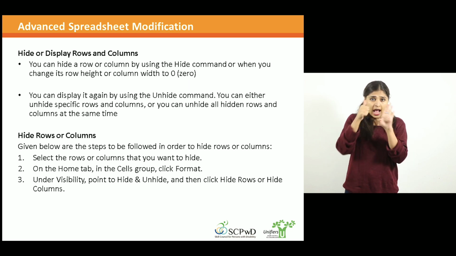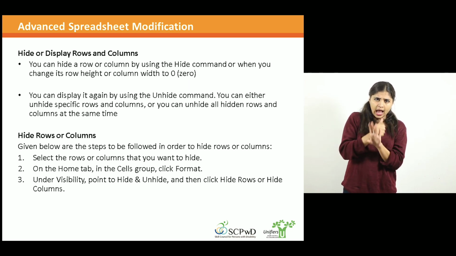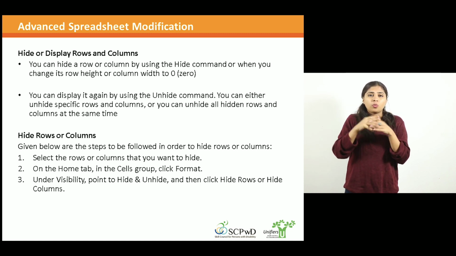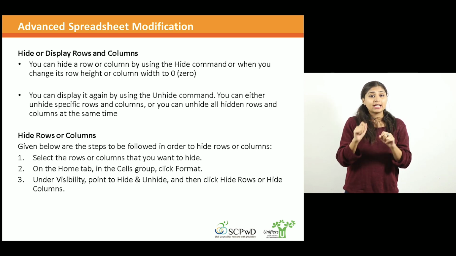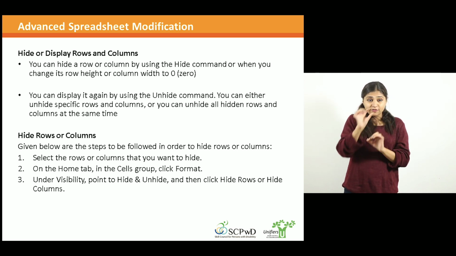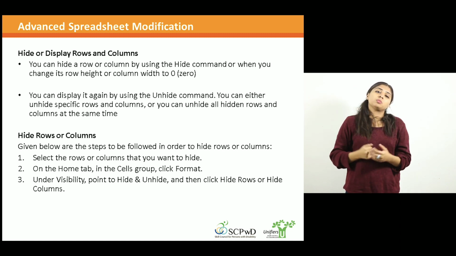Hide or display rows and columns. You can hide a row or column by using the Hide command or when you change its row height or column width to 0. You can display it again by using the Unhide command. You can either unhide specific rows and columns, or you can unhide all hidden rows and columns at the same time.